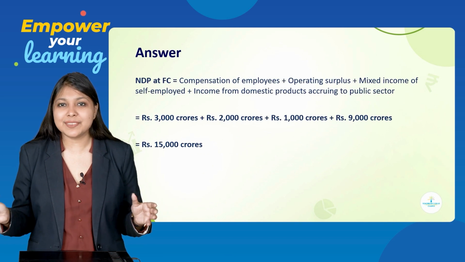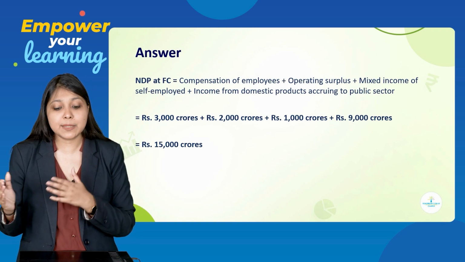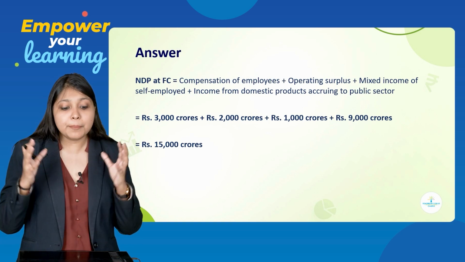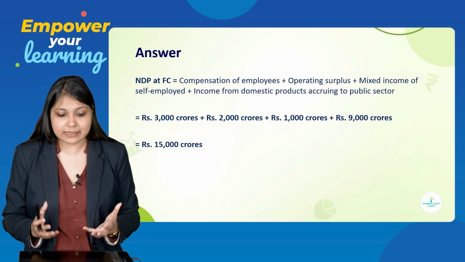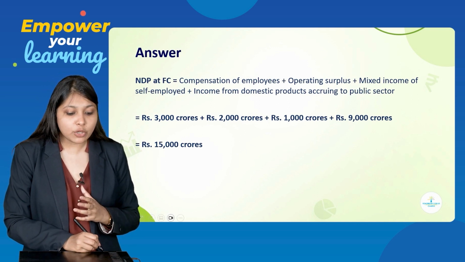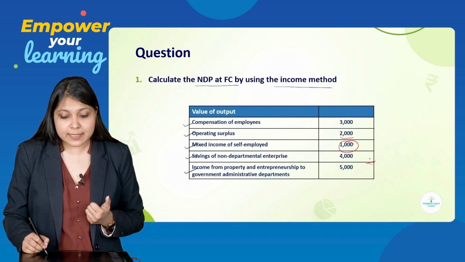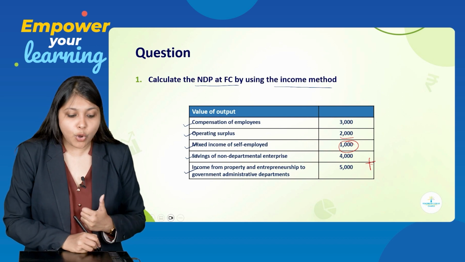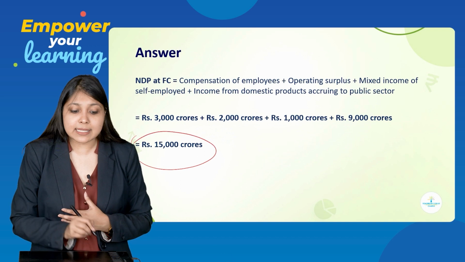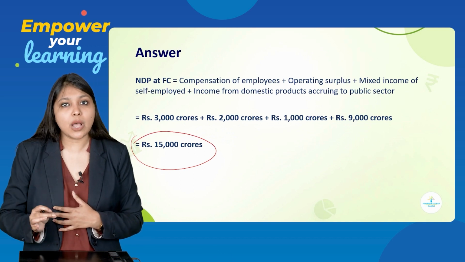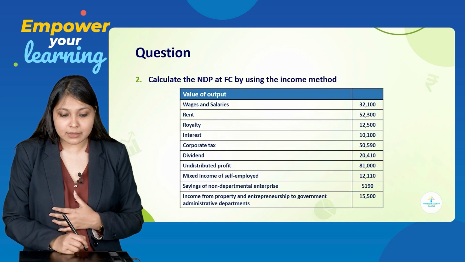Very simple? Yes. So, NDP at FC is equal to compensation of employees plus operating surplus plus mixed income of self-employed plus income from domestic product accruing to the public sector. Income from domestic product accruing to the public sector is nothing but saving of non-departmental enterprise plus income from property and entrepreneurship. Just have to add everything. You will get the final answer, that is NDP at FC as 15,000 crores. So, that was the first question for income method.